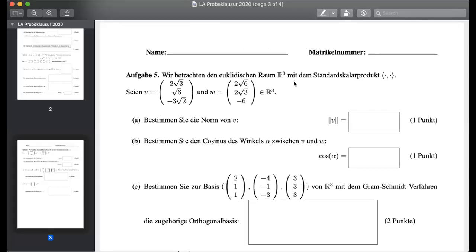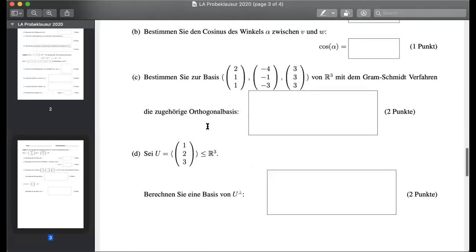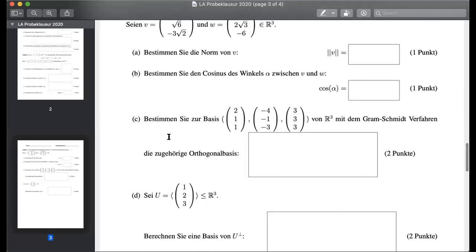Hey guys, welcome back. Let's talk about the last Aufgabe 5 of the Probeklausur. In this question, they give us two vectors, v and w, and they're going to ask us to find the norm or the length of one of the vectors, the cosine, so the angle between the two vectors, and let's start with those.